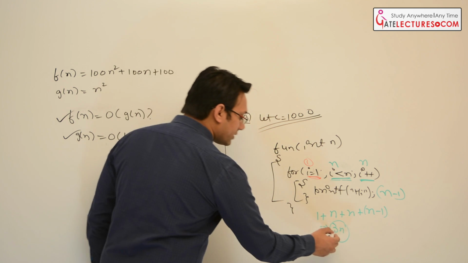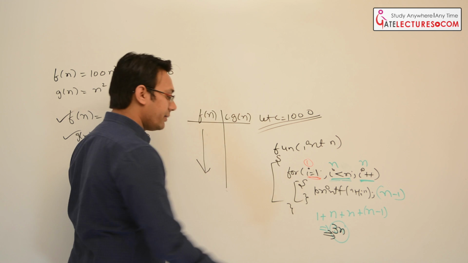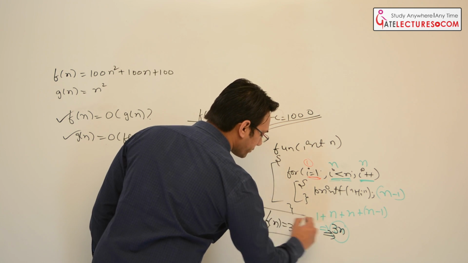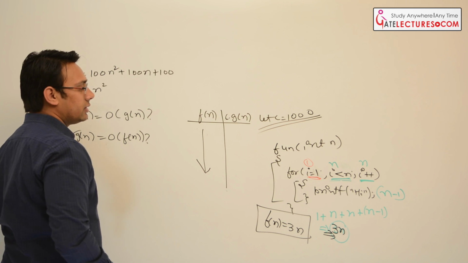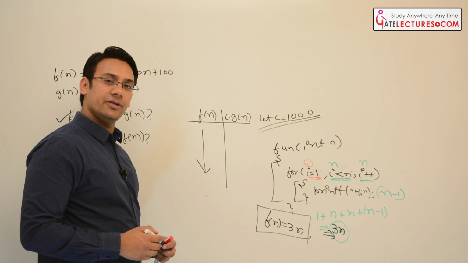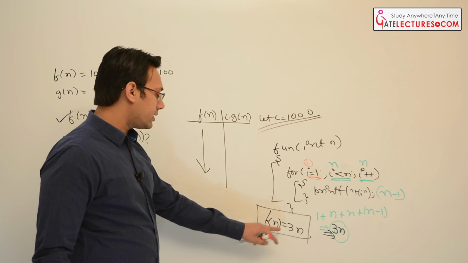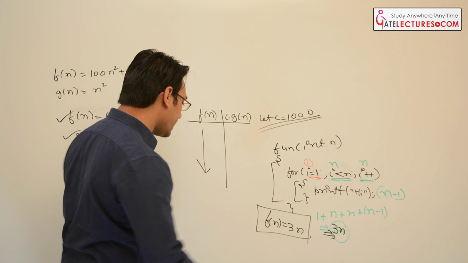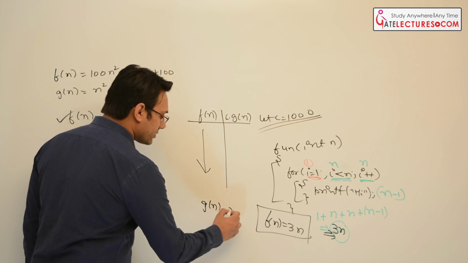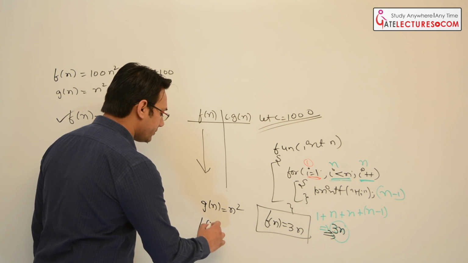And these 3n are basically dependent on the value of n. You can make it f(n) is equal to 3n. When the value of n is not given, you can represent the number of statements being executed with the function f(n). Now there are 3n statements being executed. Now let us say g(n) is equal to n square. Now can I say that f(n) is order of g(n)?